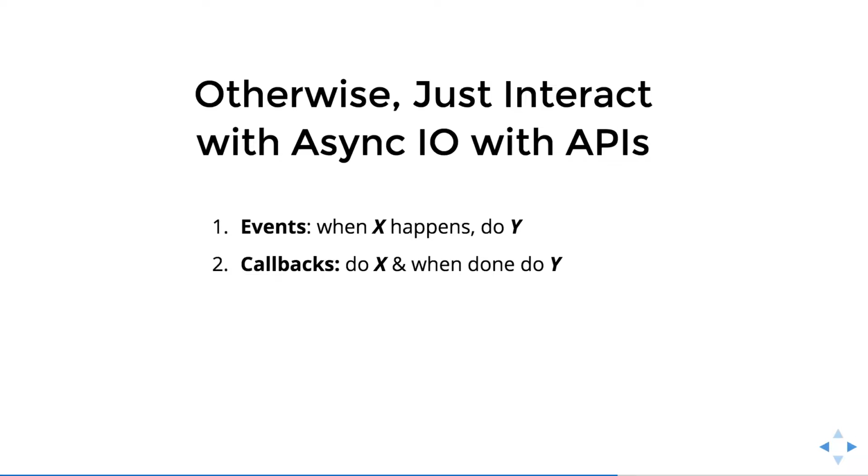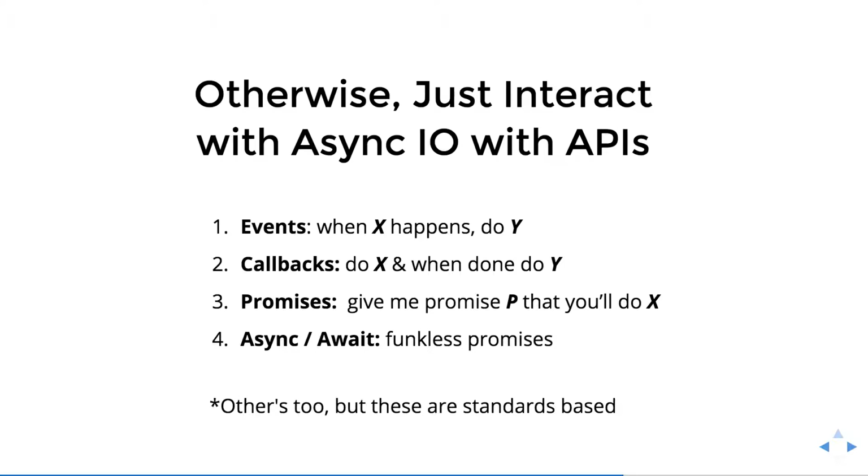So this is kind of like you're triggering some asynchronous action to happen, and then you're telling it when you're done doing this, do this next. Okay, Y is typically a function you're going to pass in, right? So then you have promises, which is built into ES6 now, right? And what that basically does is say, hey, give me promise P that you're going to do X, okay? So we'll discuss the little differences there, right?